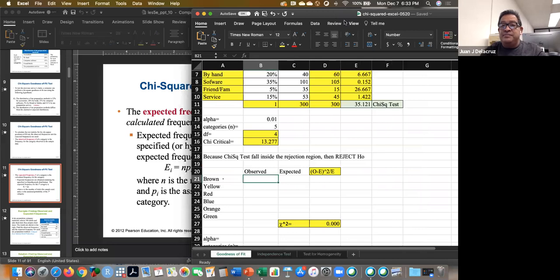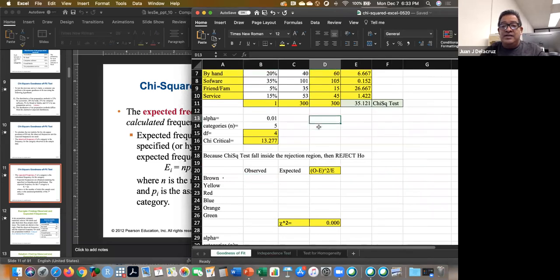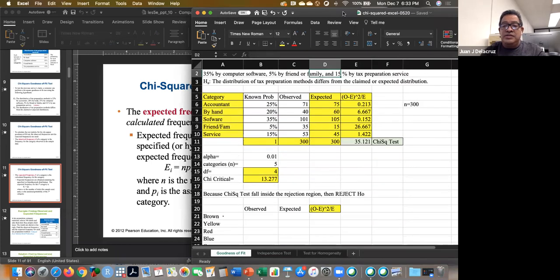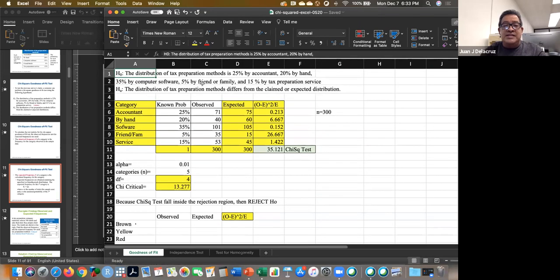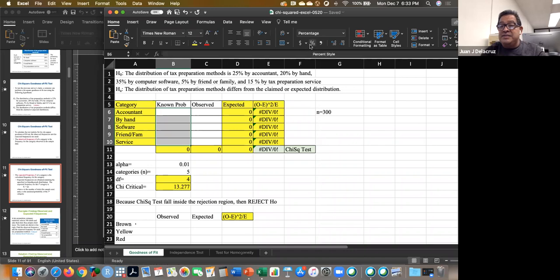So in this case, what we have is the following. Let me show. This is the exact same example. What is here? The distribution of the tax preparation. Let me erase all this information. In this case, 25% are done by accountant. Also, I highlighted this and I asked Excel to represent this in percentages. So I click here. Every time I type a number here, this is gonna recognize the percentages.